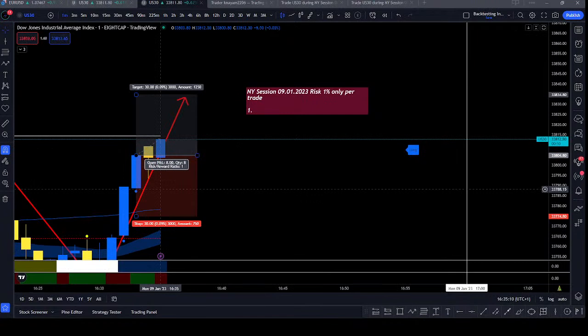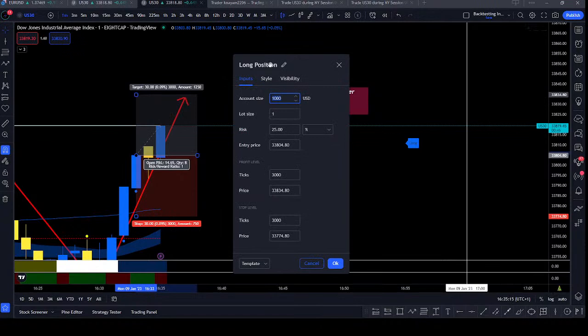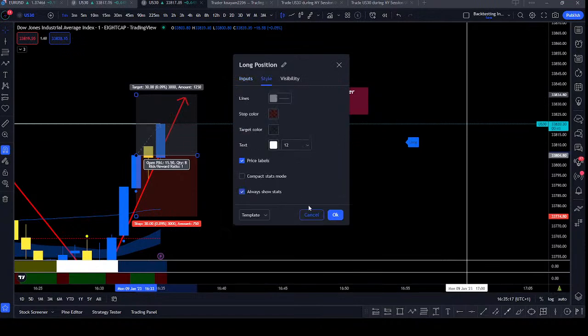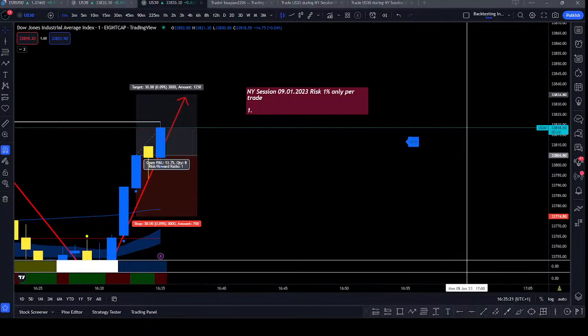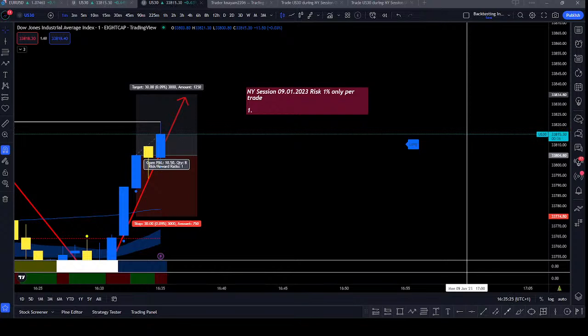We are about 7.5 points, 8 points in. Almost 16 points. Price is about to hit our take profit. Let's just wait.